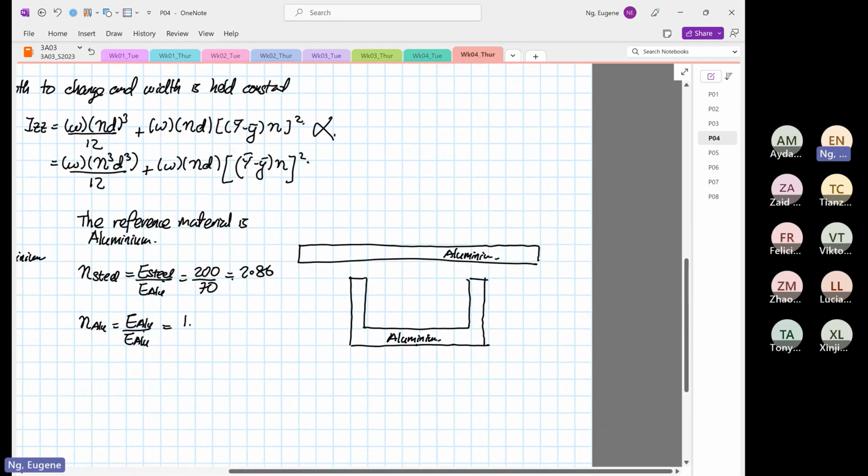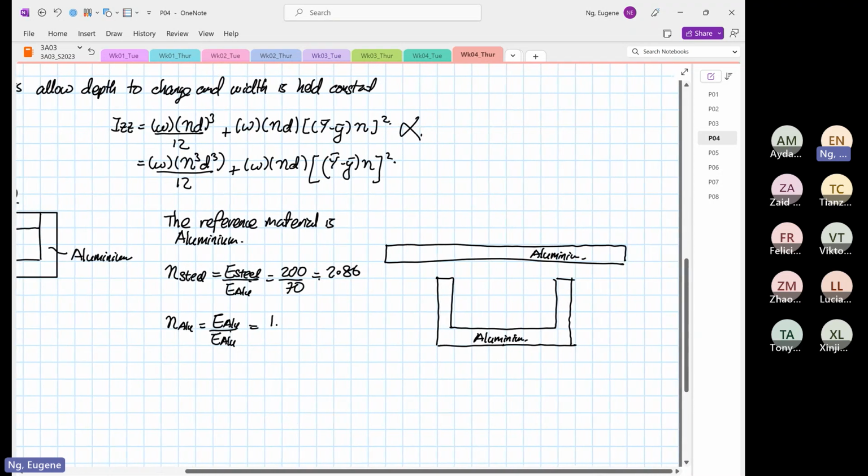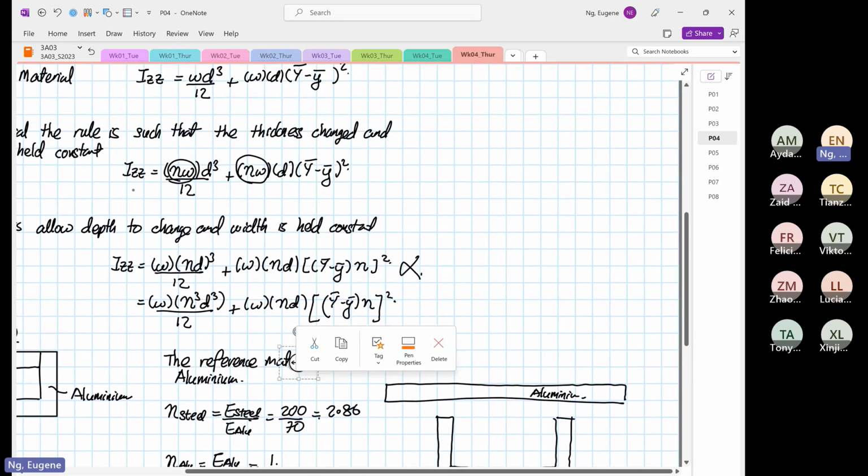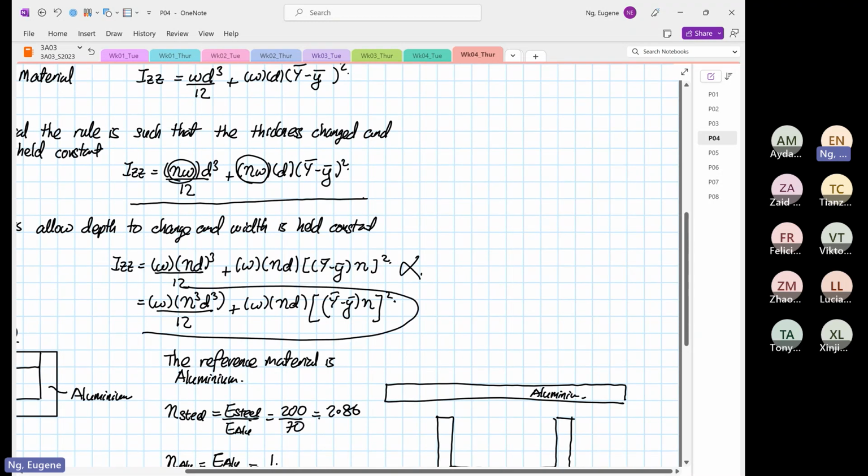Because steel is stronger, right? When the top part is replaced with steel, you need to put in what? More aluminum. And we analyze it this way all because of the second moment of area. Otherwise this itself gets very muddy and complex, and it's not right. That's why we fix our depth and vary our width.